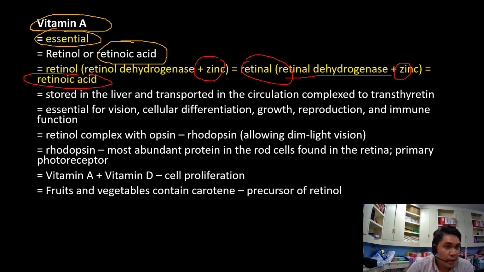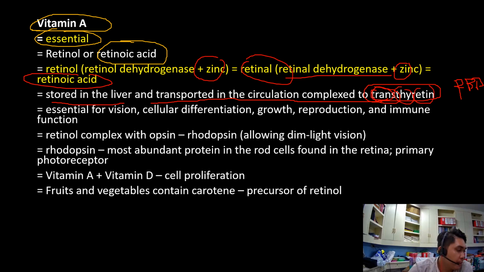Vitamin A is stored in the liver and transported in the circulation complexed to transthyretin, and additionally RBP. Transthyretin means transport of thyroxine and retinol, and RBP is retinol binding protein. Transthyretin and retinol binding protein are the carrier proteins of vitamin A.